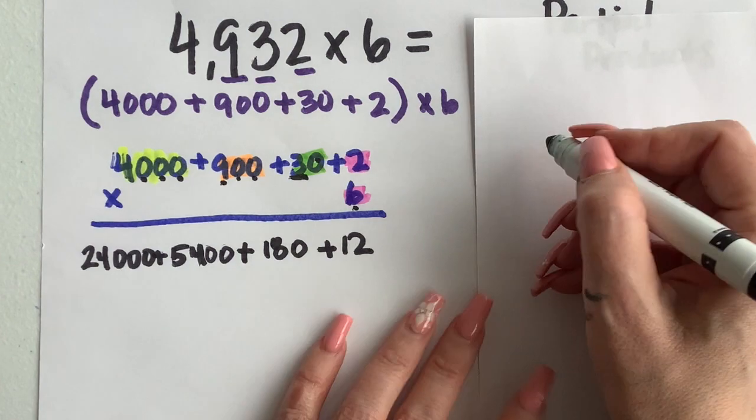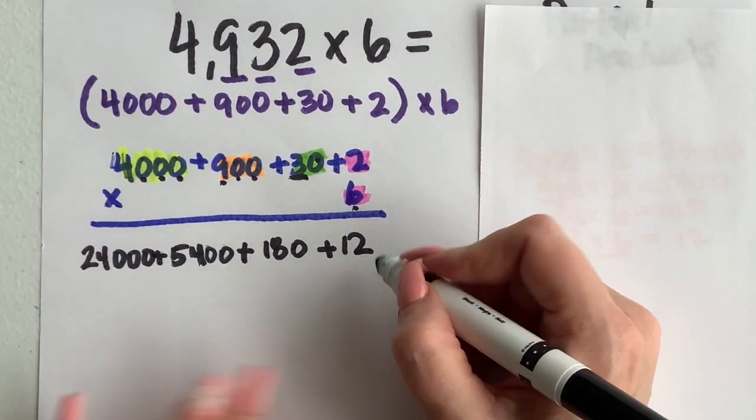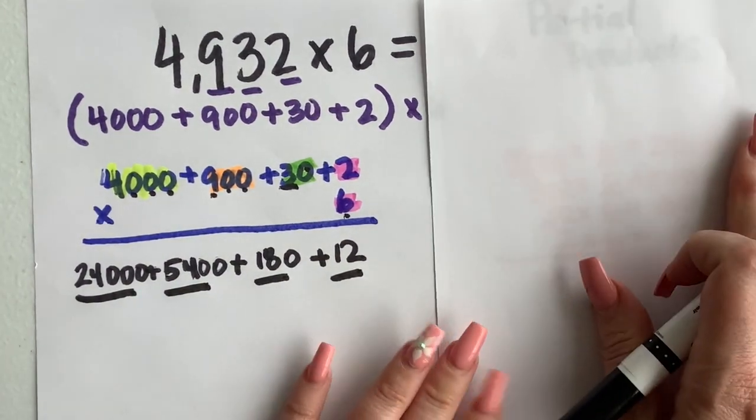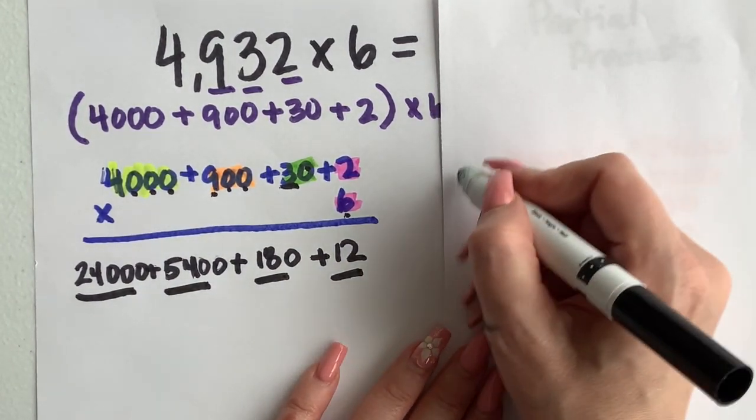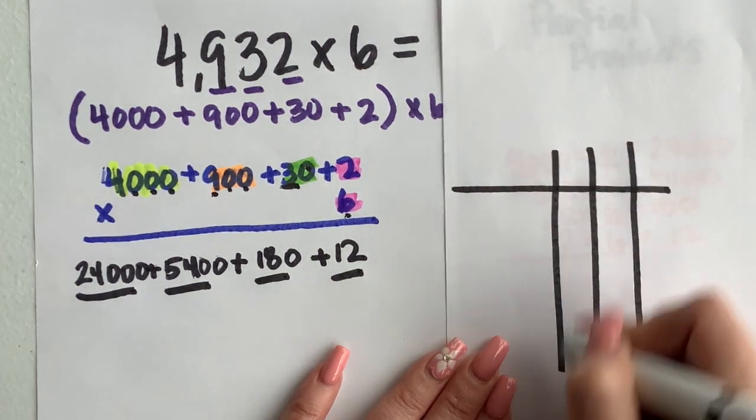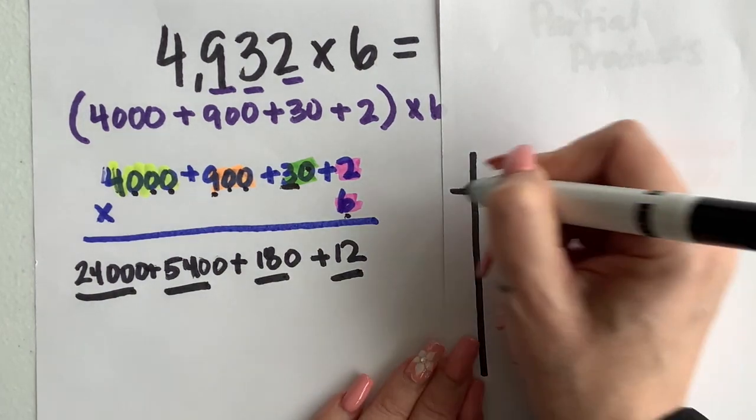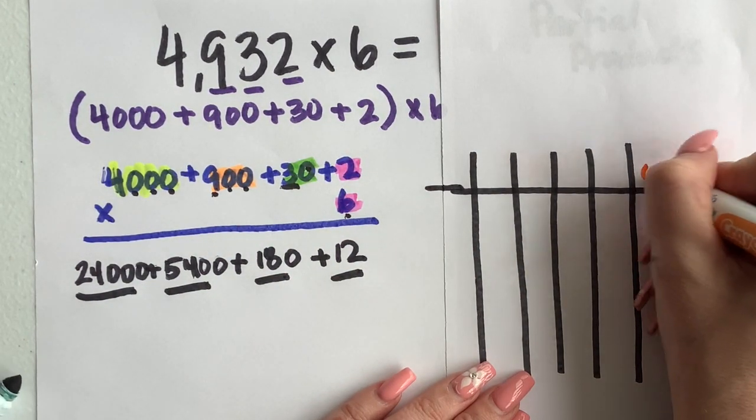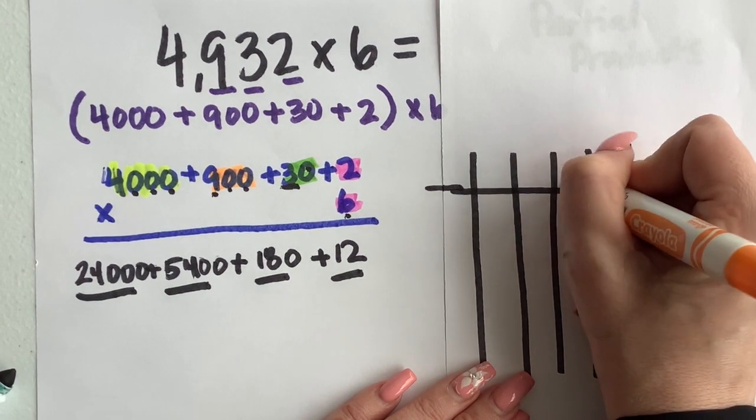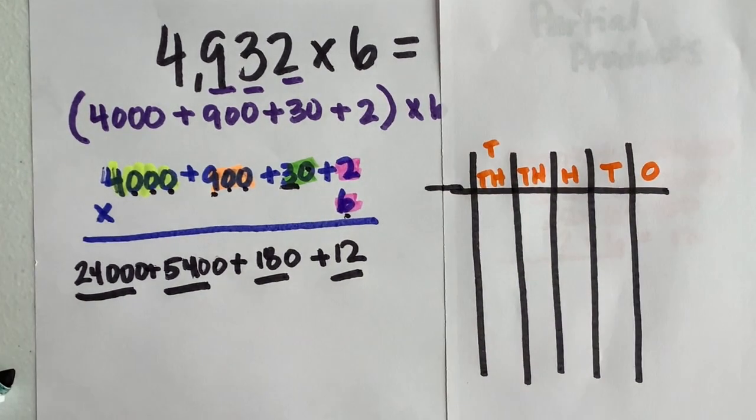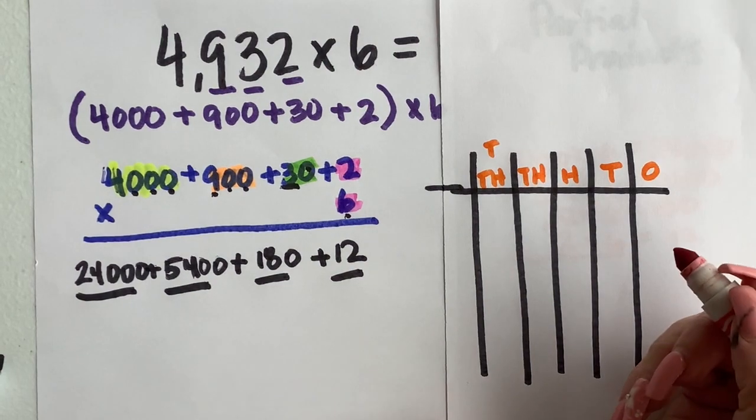Now, the last piece is that I have to add up all these parts of my partial product. So I'm going to draw a place value chart because I know that helps me a whole bunch to make sure that I have lined my numbers up correctly. So I have ones, tens, hundreds, thousands, and 10,000s. And I'm going to put my number in there.